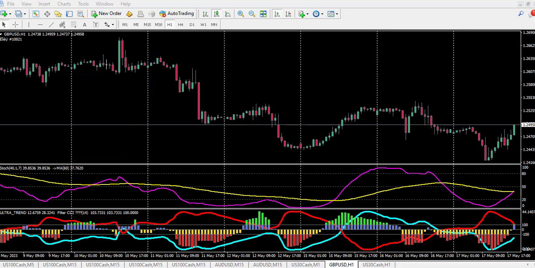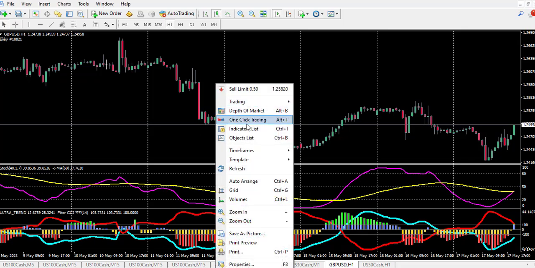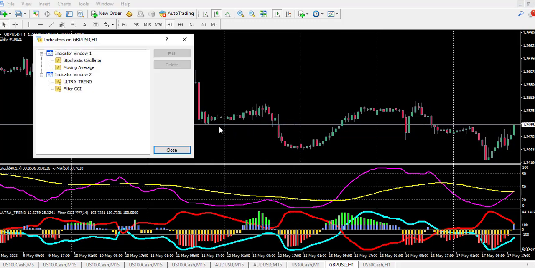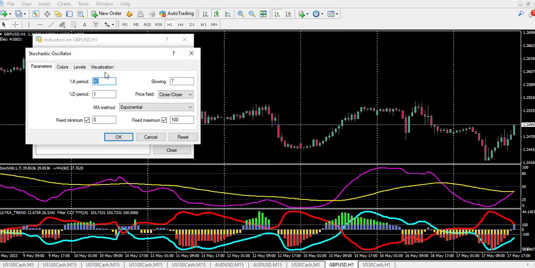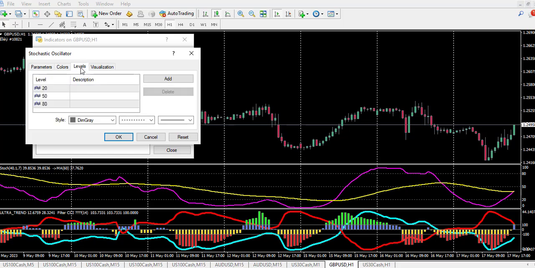Now let me show you what this particular strategy is made up of. The Forex tools that I combined together to come up with this winning strategy. I have the stochastic indicator, and these are the values. This is 40, the K period slowing is 7, and D period is 1. MA method is exponential and apply to close. This is what I use, and these are the levels.